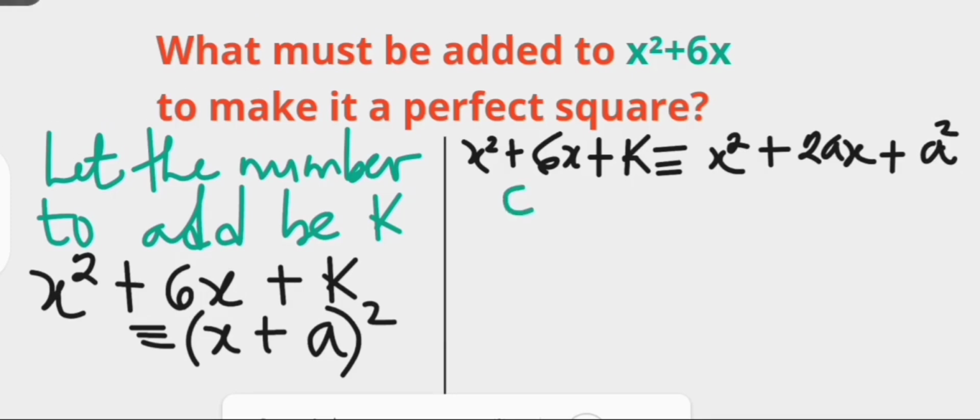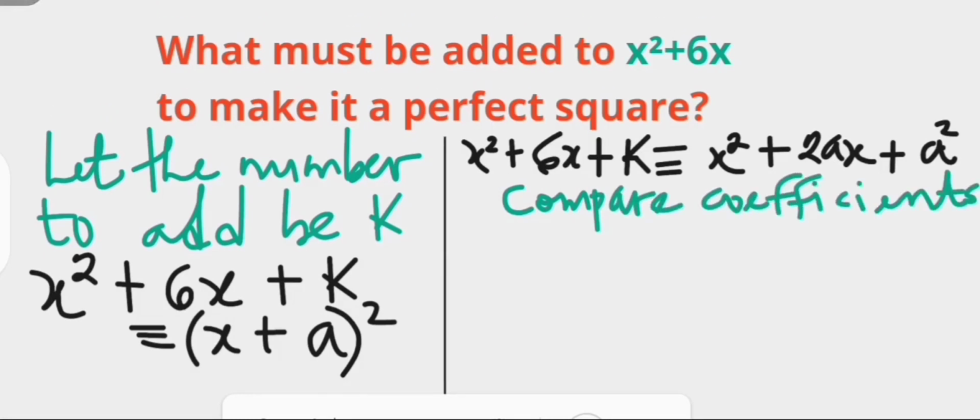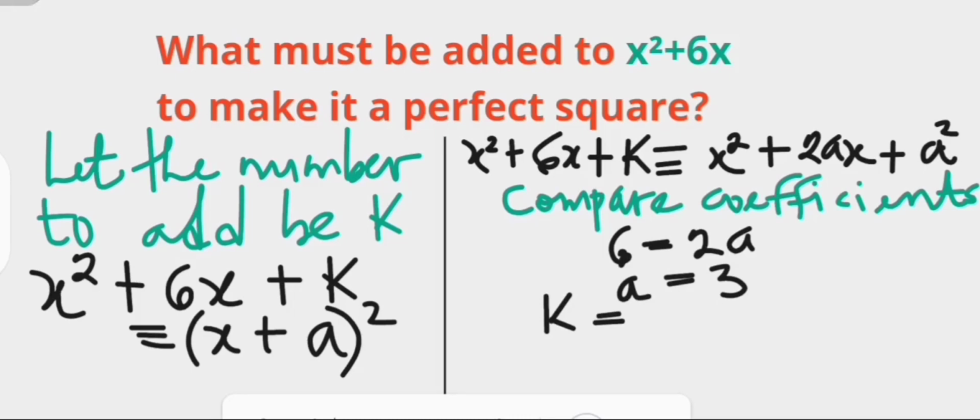Then we compare the coefficients. 6x can be compared with 2ax. So we can say 6 equals 2a. This implies that a is 3 when we divide both sides by 2. k, the constant to add, can be likened to a squared. Then k must be 3 squared, as 3 is the value of a, and that is 9.